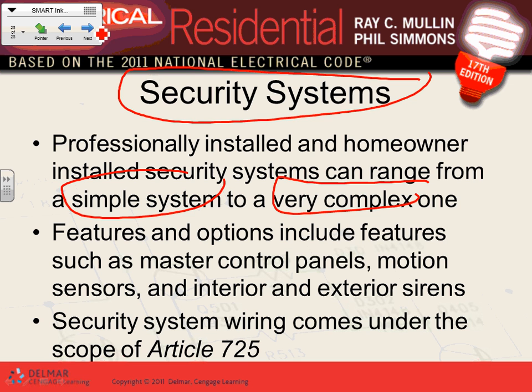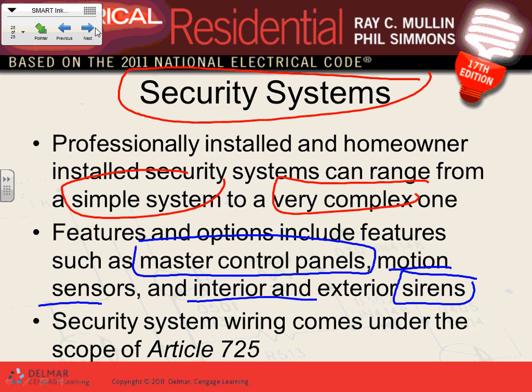So here's a couple of things that you need to include with your security system. Master control panel, that's your security panel. Motion sensor, so if a thief moves in, it sends an alarm. And interior and exterior sirens, typically. And all these security systems are coming from which article? 725, and it's a class 2 circuit.